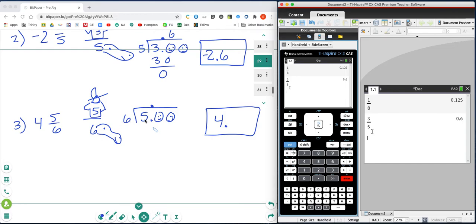So 6 goes into 5 0 times. 6 goes into 50 8 times. 8 times 6 is 48. Subtract. Bring down. 6 goes into 20 8 times. Nope, sorry. 6 goes into 20 3 times. 3 times 6 is 18. Subtract. I don't have a remainder of 0, so I need to keep dropping my 0 until I can get a remainder of 0. 6 goes into 20 3 times.